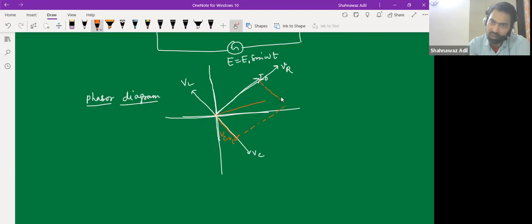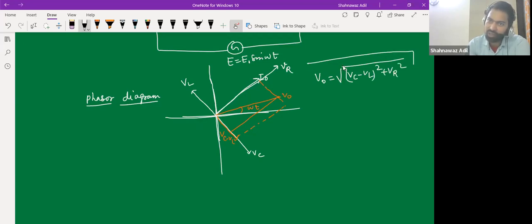And then, let's say this is a very short time. So at omega t was our V naught, right? And then we found out that V naught was the root of (VC minus VL) square plus VR square. So this was our voltage supply.